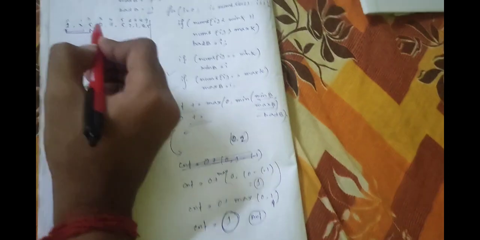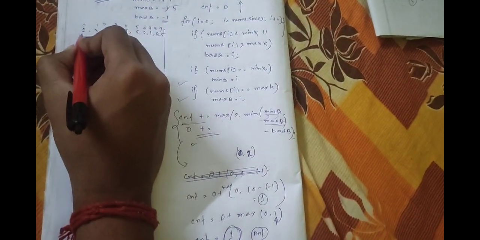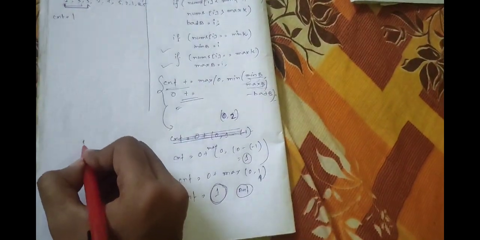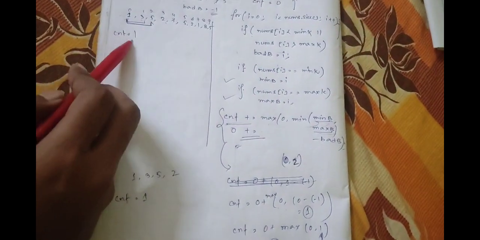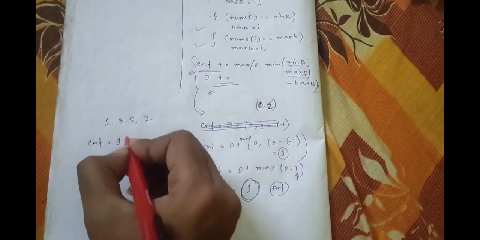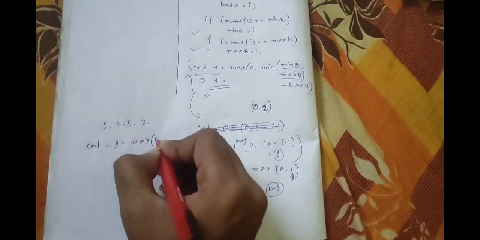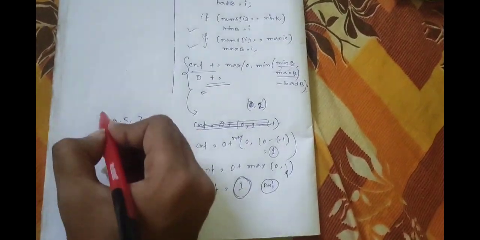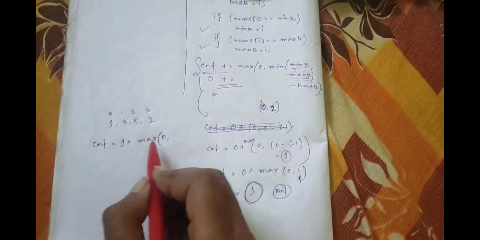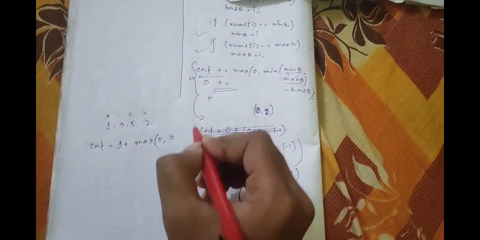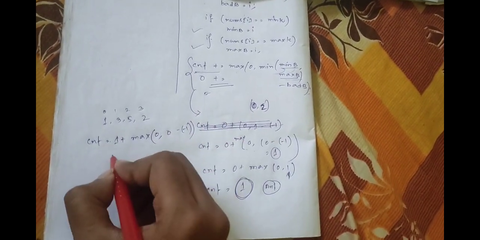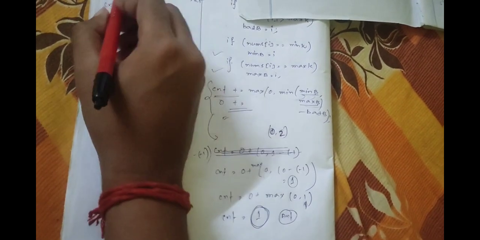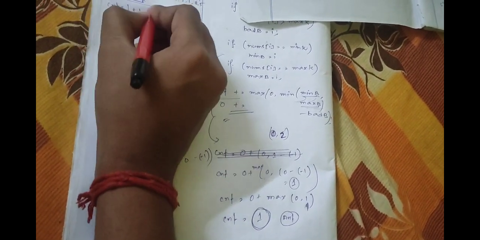Basically the count now is 1, and we can also check with 1 3 5 2. Look at 1 3 5 2. Now the count is basically 1 because of 1 3 5, so the count is now 1. So plus max of 0 comma 0, you can check here 0 1 2 3. Okay, so max is 0 comma 0, minus -1, which also gives 1. Okay, so count is 1 plus 1, and count is 2 for 1 3 5 2.